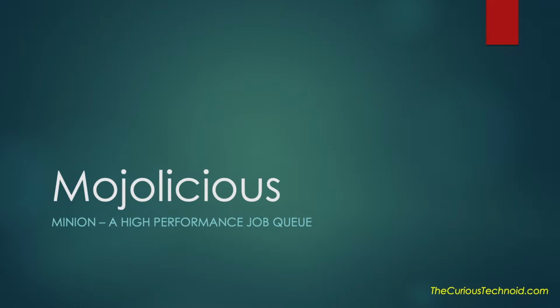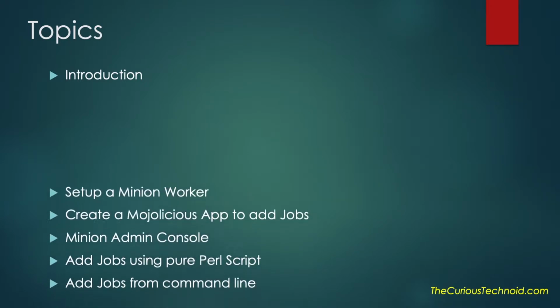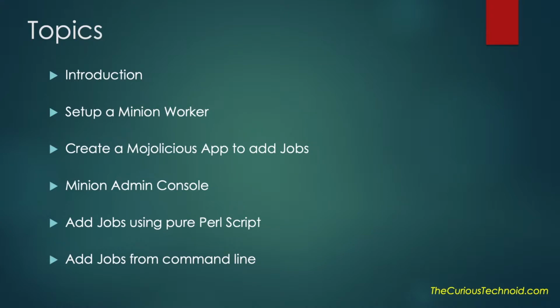In this video, we will look at Minions. Simply put, Minions are high-performance job queues, not only for Mojolicious but for the Perl programming language in general. Today we will look at these topics. Like in any job queue, Minion has two important components: workers and job queues. Workers are those silent warriors which process any task that gets added to the job queue. Enough of theory, we will jump right into some action.